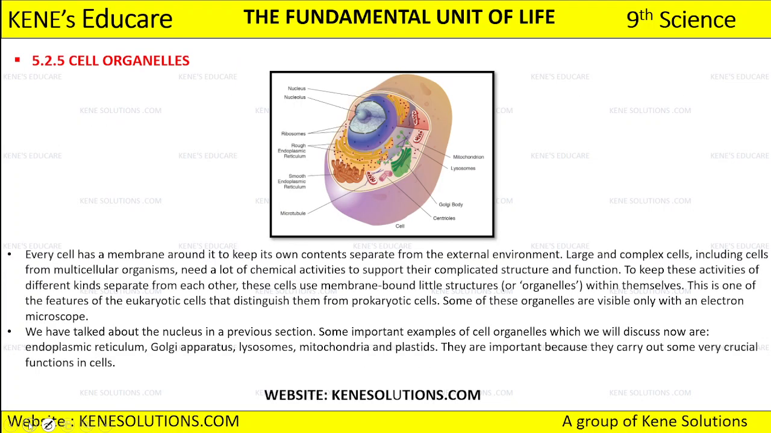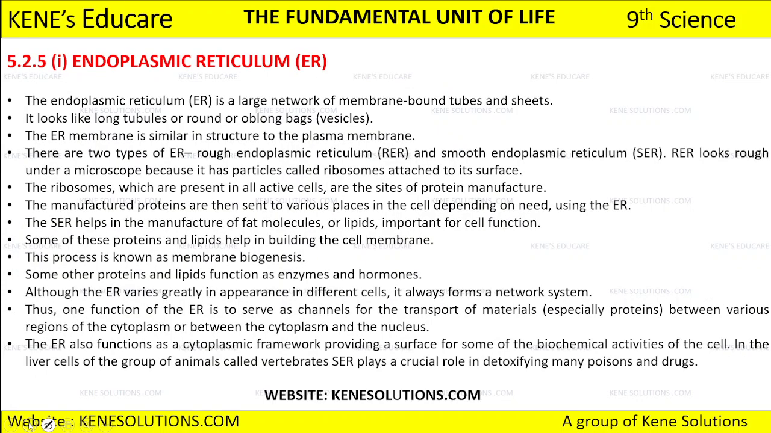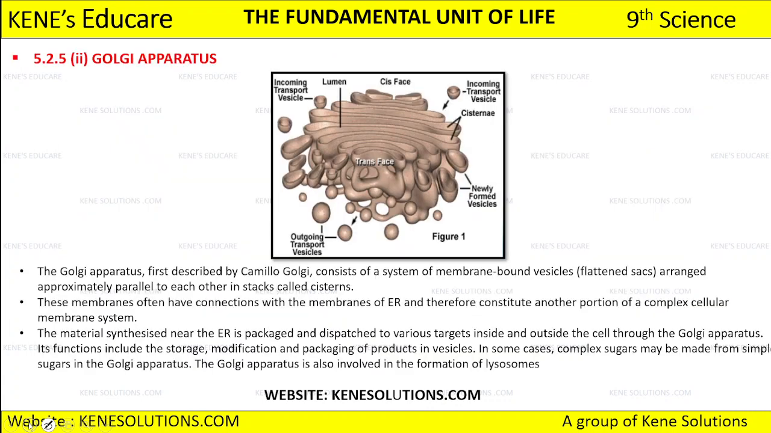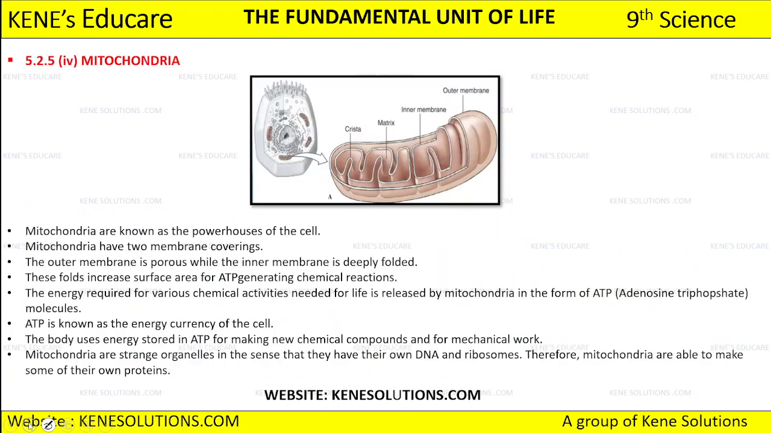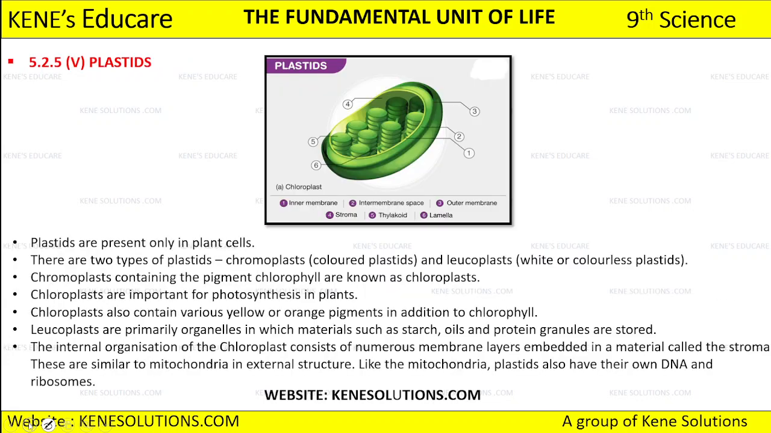Then we will be discussing different cell organelles which are present. So we have the endoplasmic reticulum, which is one of the cell organelles that we have. After that we have the Golgi apparatus. Then we have lysosomes to discuss. Then mitochondria to discuss, which is known as the powerhouse of the cell. After mitochondria we have plastids to discuss.